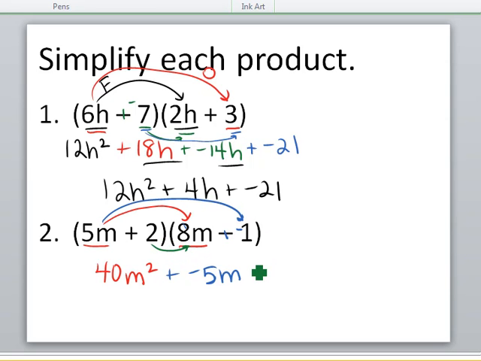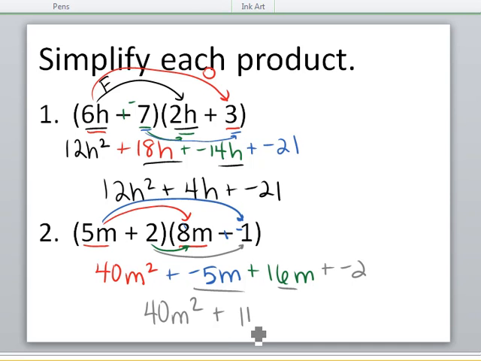So 2 times 8 is 16m. And then 2 times negative 1 is negative 2. Combine the like terms. And then I end up getting 40m squared plus negative 5 and 16 is 11m. And then I have a negative 2 on the end.